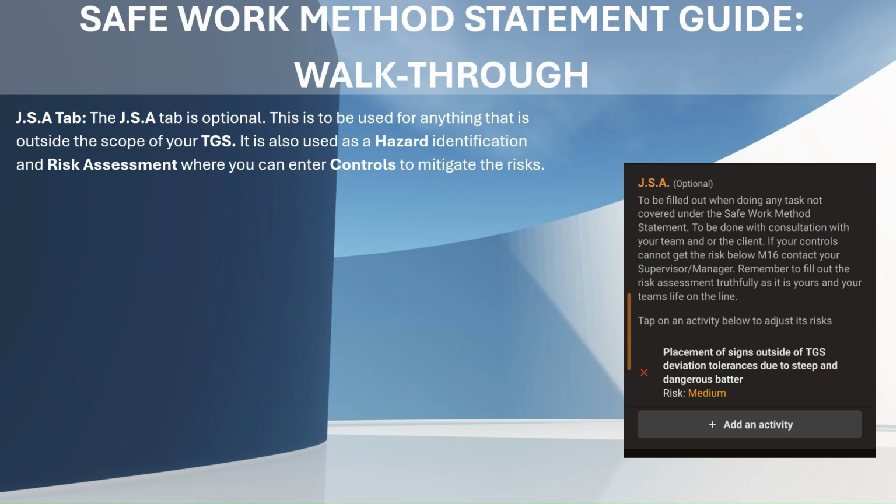JSA tab. The JSA tab is optional. This is to be used for anything that is outside the scope of your TGS. It is also used as a hazard identification and risk assessment where you can enter controls to mitigate the risks.